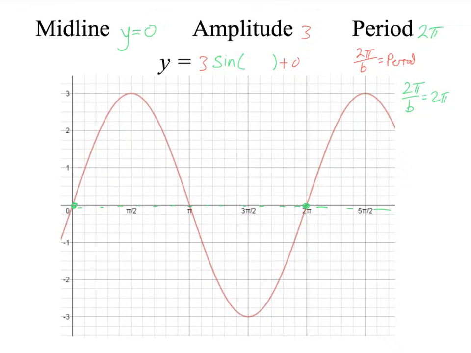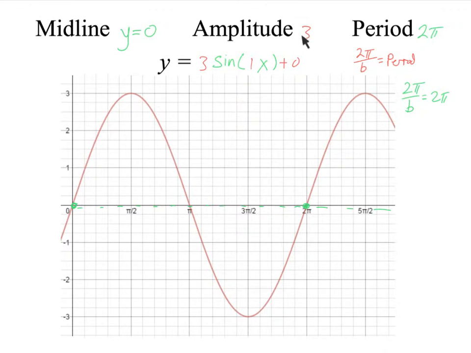So the b value is the number in front of x. So I have an x here. What is the number multiplied on? It's b. Well, what would be b? b would be 1. 2 pi divided by 1 is 2 pi. So that would be a 1 there, or just x. So that would be the equation of this graph.